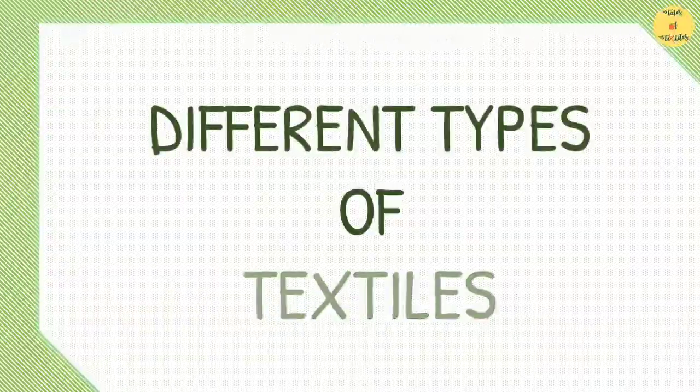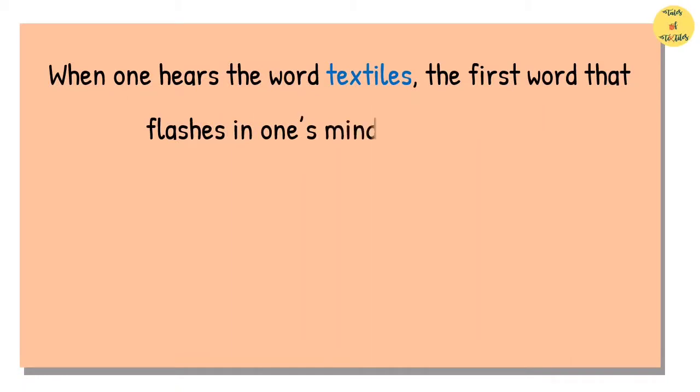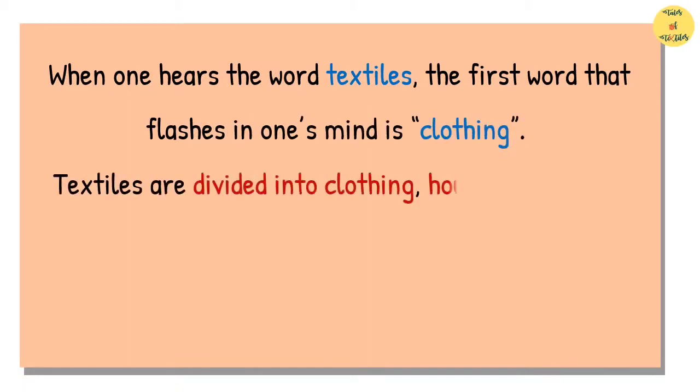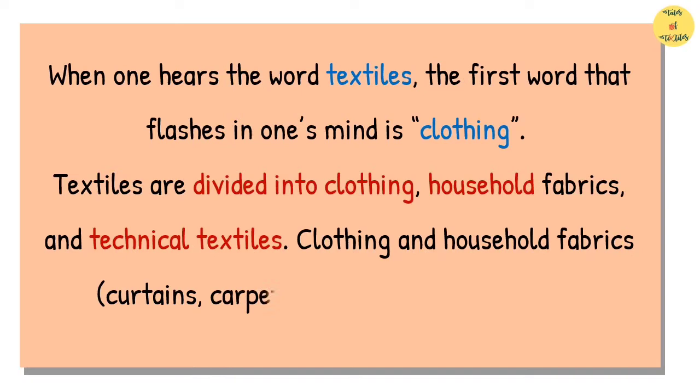Different types of textiles. When one hears the word textiles, the first word that flashes in one's mind is clothing. Textiles are divided into clothing, household fabrics, and technical textiles. Clothing and household fabrics, curtains, carpet, seem to be easily defined.